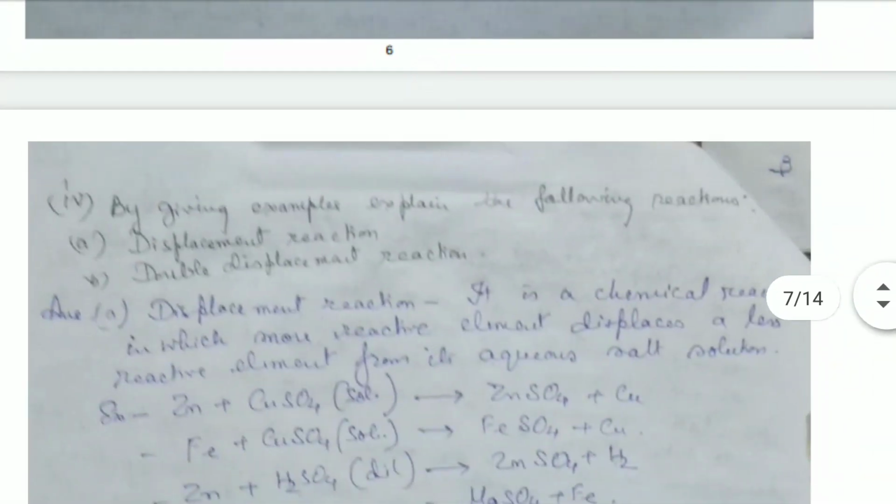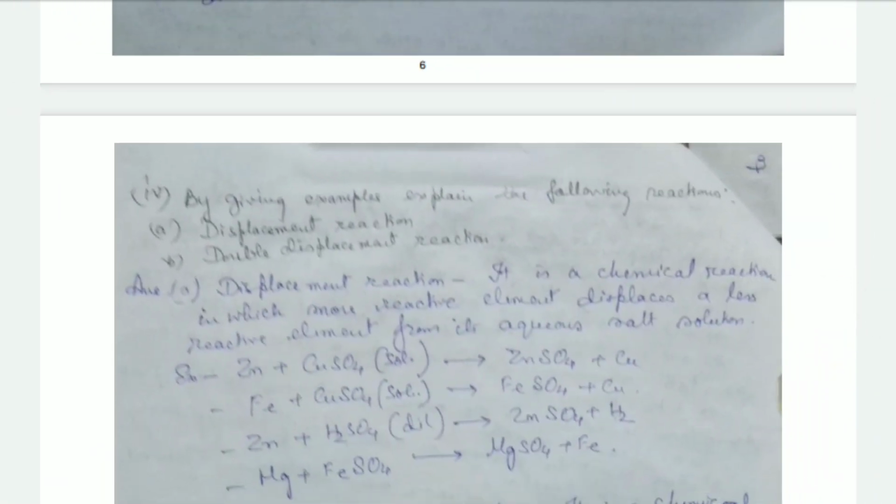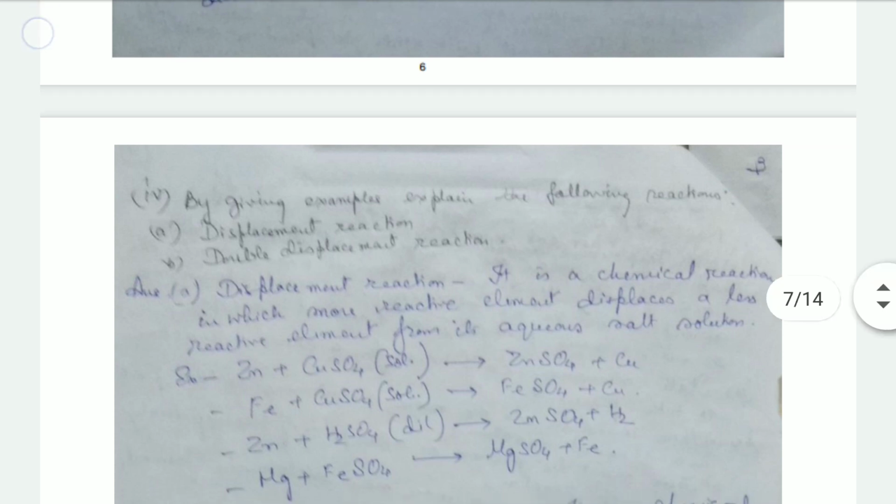Next is, by giving examples, explain the following reactions, that is displacement reaction and double displacement reaction. First one, displacement reaction. It is a chemical reaction in which a more reactive element displaces a less reactive element from its aqueous salt solution. This is based on the metal reactivity series: the more reactive element will displace the less reactive element from its aqueous solution.